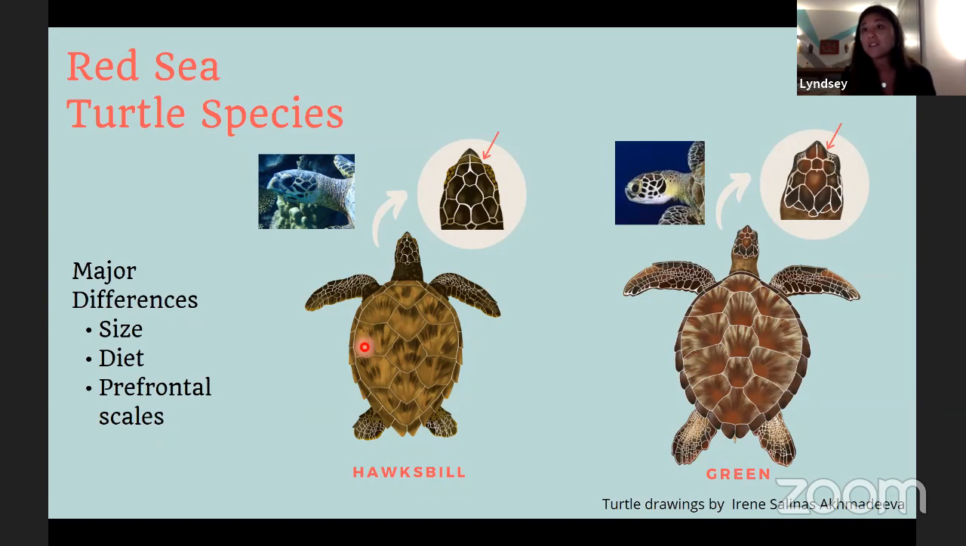So hawksbills actually eat sponges and jellyfish. So that's what makes them also different from green sea turtles. So if you're watching these guys while you're diving, maybe you see that they're eating some sponges, that would give you a hint that is a hawksbill turtle instead of a green turtle. Do we have any other questions about these 2 species for now? Oh, no. Okay.